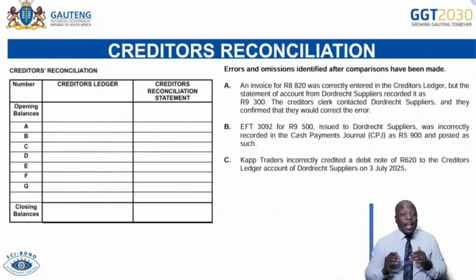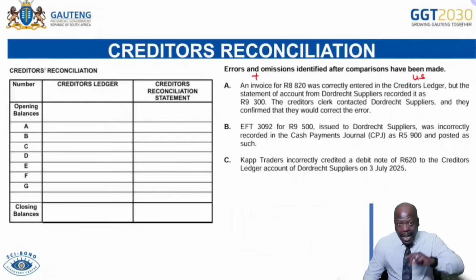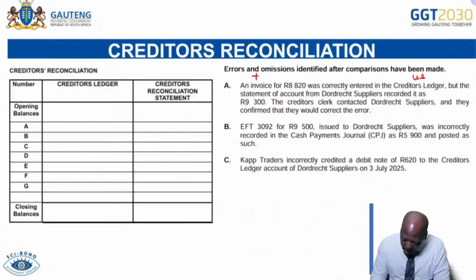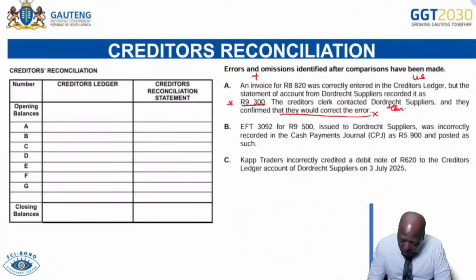Number one. So in this topic, you need to know source documents and their signs. Once I see the name invoice, in my mind, it must register that an invoice is a plus. So I have an invoice for 8820 that was correctly entered in the ledger. The ledger is done by us. So an invoice was correctly entered by us, but the statement of account, remember statement is them, recorded it as 9,300. The clerk, our clerk, contacted them, and they confirmed that they would correct the error. So they are wrong. They recorded the 9.3, which is wrong. We recorded the 8820, which is right.